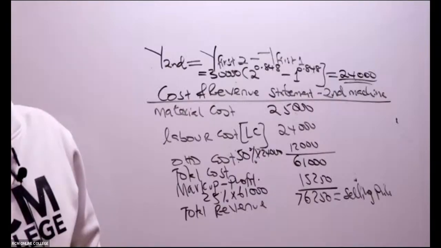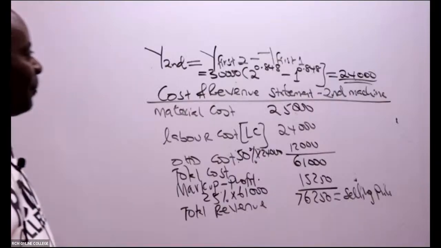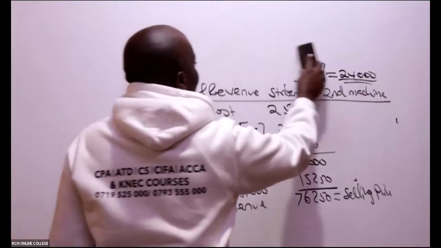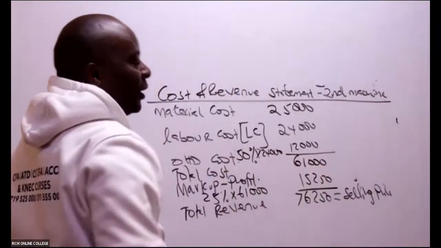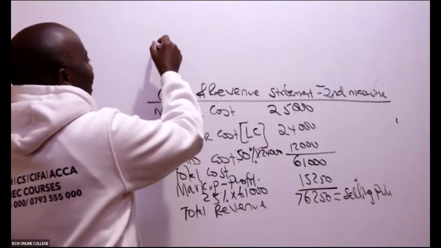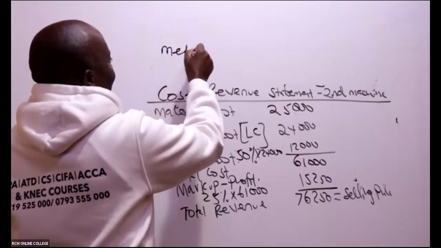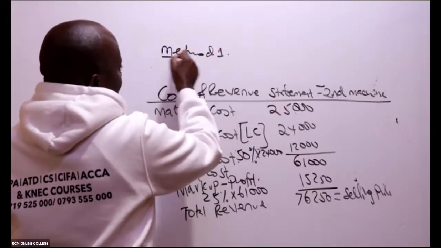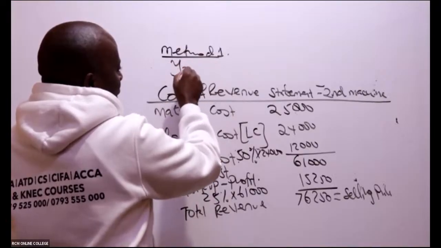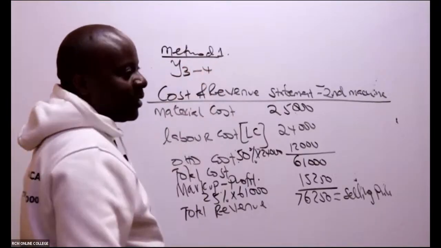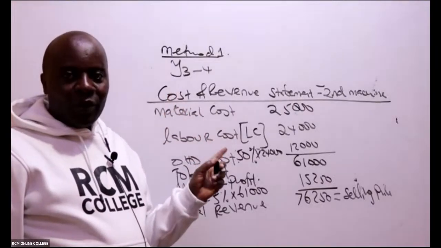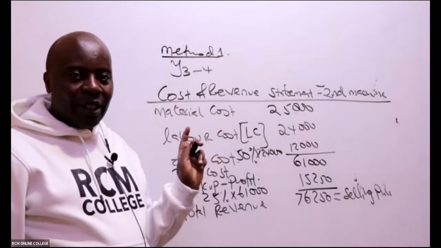That was great. So what I need to know here, you see, they want us to give them Y for the 3rd and the 4th. So there are too many ways of doing this. Method 1, I can lump everything together. So they want me to give them Y 3 to 4. So first of all, we get the labor time for this third and fourth.